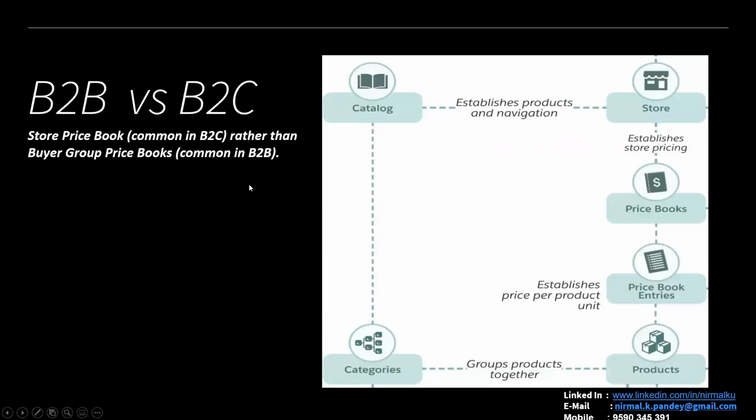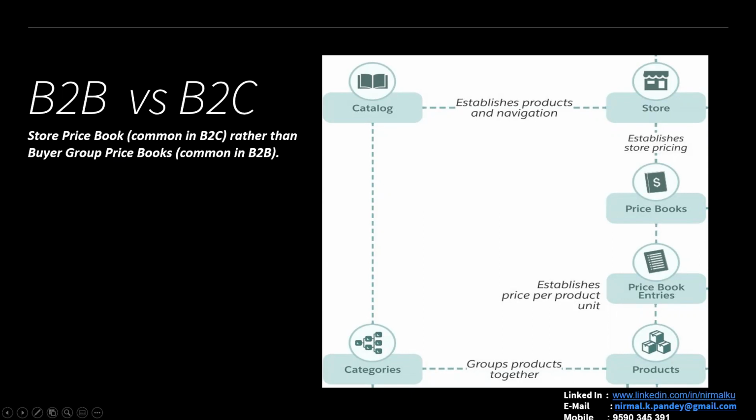So now we talked about B2B and there is some B2C, right? So why do we need the two different things? I think we touched upon it a little. Store price book is common in B2C. For example, on Amazon, you are buying as a B2C customer. Anyone else can buy, but they will not have different pricing, right? So the price book is common basically. You cannot have multiple price books, right? So that's what is common in B2C, and instead of a buyer group price book.